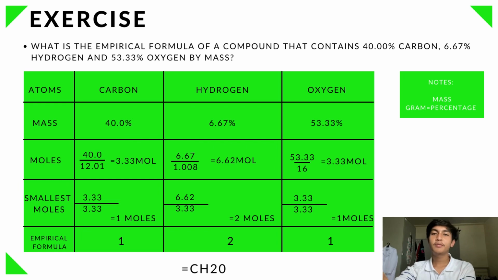What is the empirical formula of a compound that contains 40.00% carbon, 6.67% hydrogen, and 53.33% oxygen by mass? Put the percentage as the mass and we need to find the moles. After we find the moles, we need to compare which one is the smallest mole. After we get the smallest mole, we divide the other moles by the smallest mole and we will get the empirical formula. See? Simple.